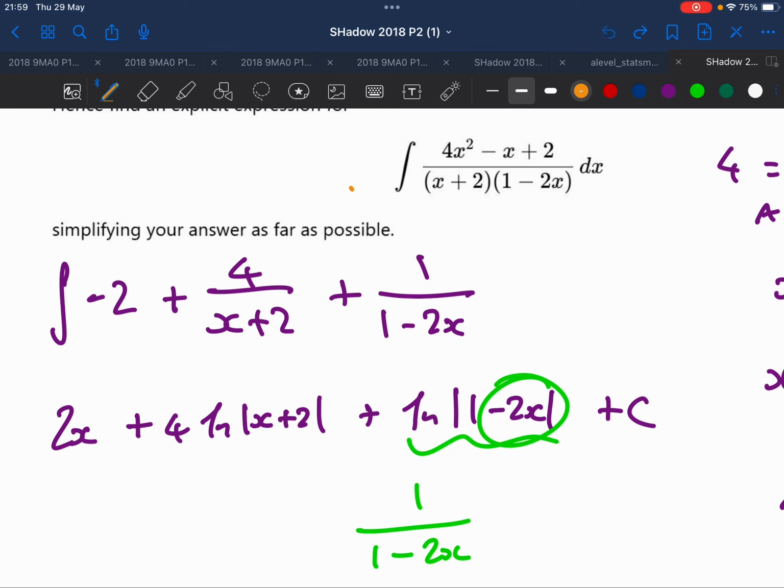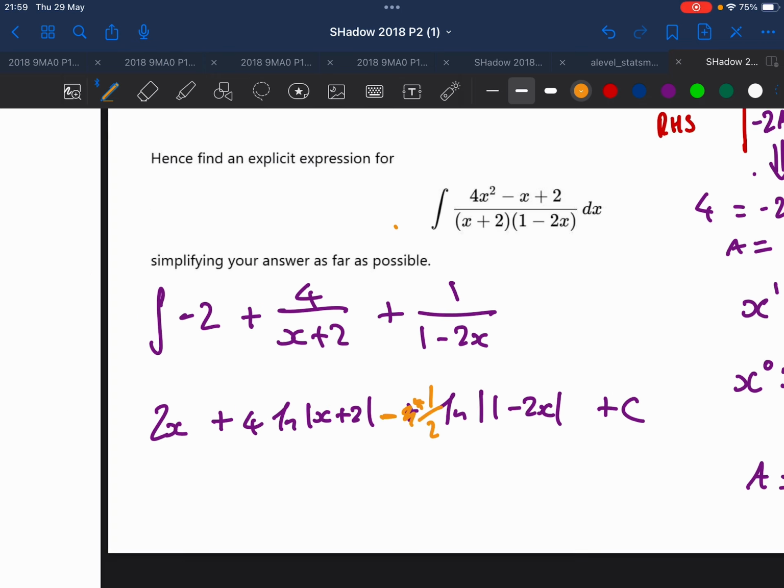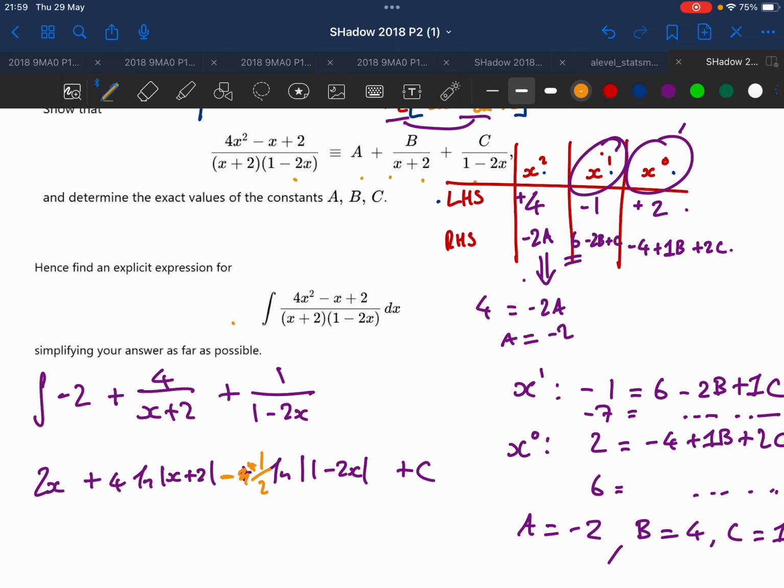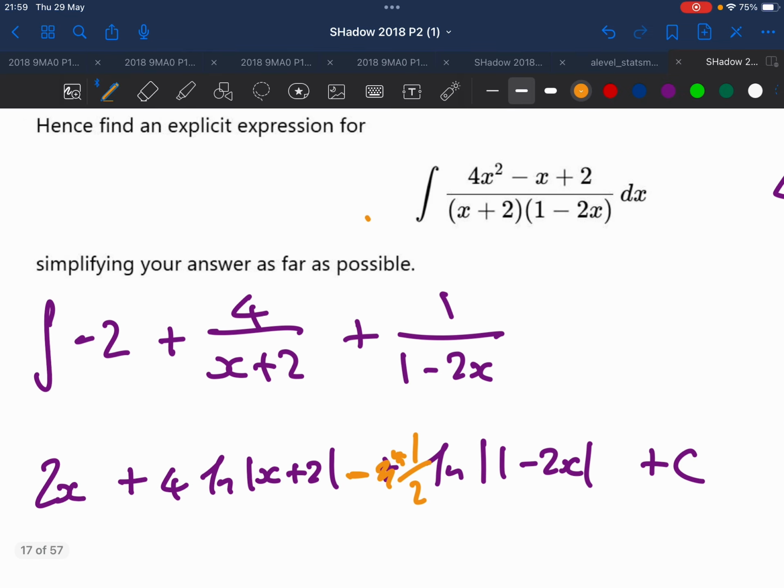You could do the substitution method with this, but this is much, much quicker. So that's going to be, in fact, let's just change that to a minus. There we go. So -1/2 and so on and so on. Now on this question, it doesn't ask for anything in particular, so I would actually just leave that one there.